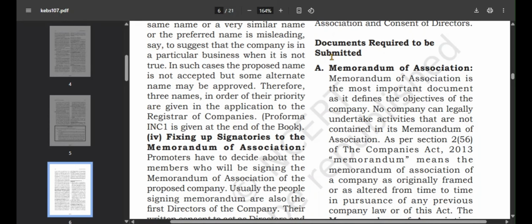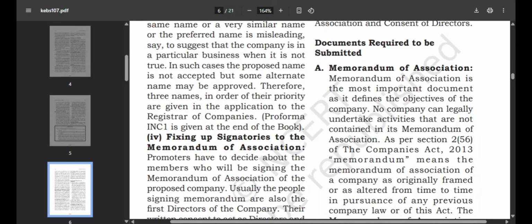This is an important question. It usually comes as a 6 marker in your test. So the memorandum of association is the most important document. It defines the objectives of the company, and no company can legally undertake activities that are not contained in the memorandum of association. So your MOA shows the objectives of the company. No company can undertake activities, meaning do activities, that are not written under the MOA.